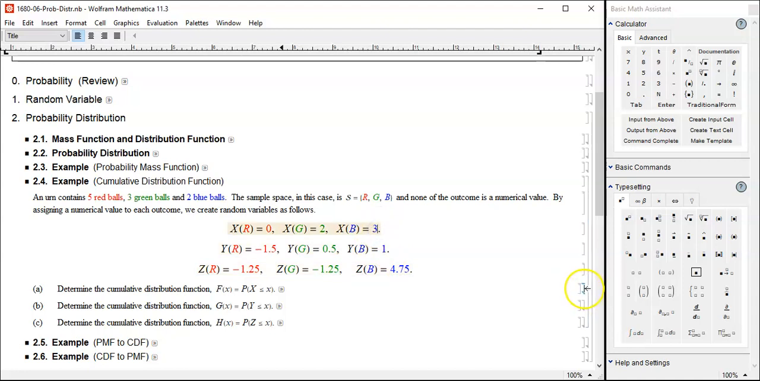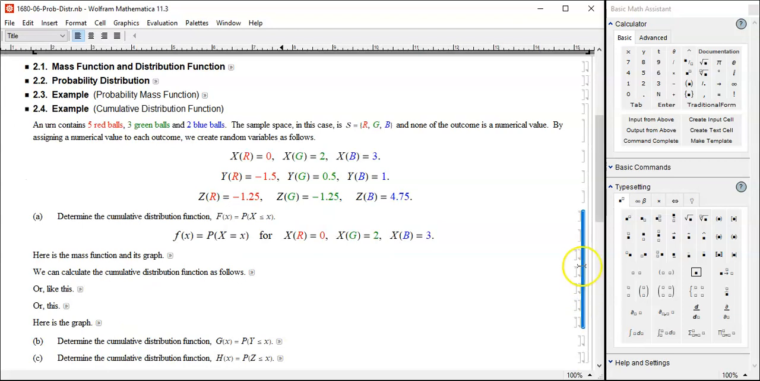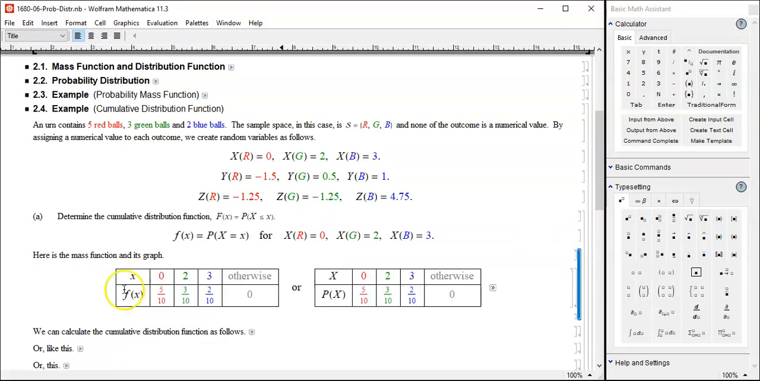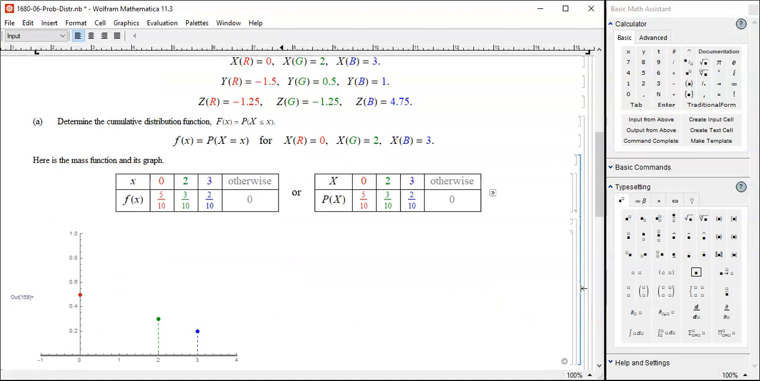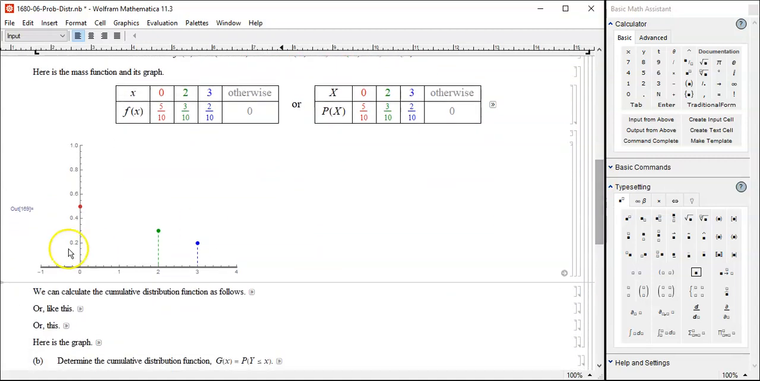Okay, what is the PMF here? The probability mass function. We have these 3 possible values, 0, 2, 3. Those are the possible outcomes. And the probabilities are 5/10, 3/10, and 2/10 respectively. That part is the core of the mass function. And then here's a graph: 0, 2, 3, and the probabilities of 5/10, 3/10, 2/10.